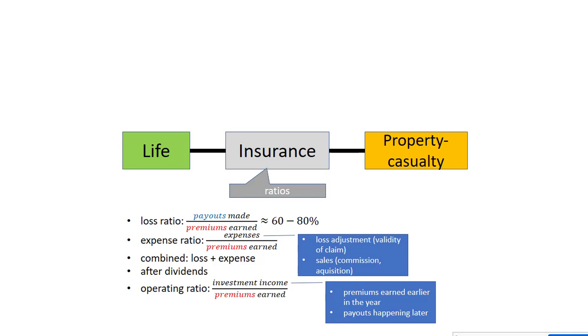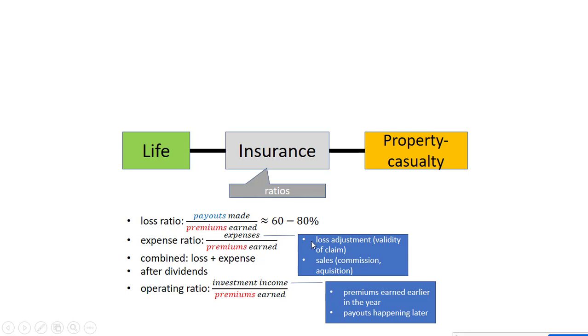Okay, and how can we define the profitability of insurance companies? We have the following ratios. First of all, we have the loss ratio, so all the payouts made over the premiums earned. It can be somewhere in this healthy 60 to 80% range. Then we have the expense ratio, all the expenses divided by all the premiums earned.